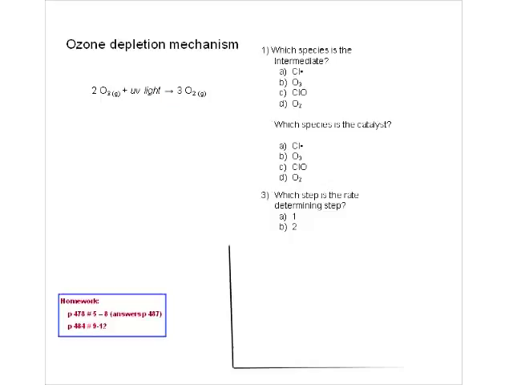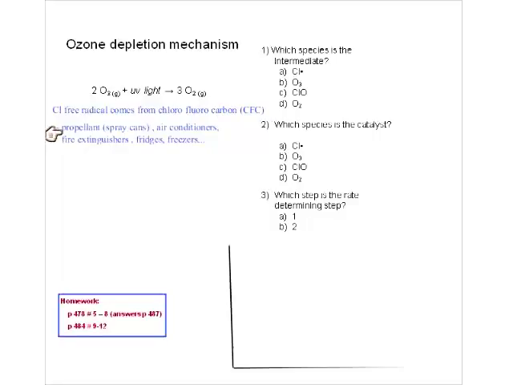Now, one of the things they noticed back in the 60s, 70s, and early 80s is that the ozone layer was beginning to deplete. And what they discovered was the presence of chlorine free radicals in the atmosphere from things like CFCs, chlorofluorocarbons, from propellants, air conditioners, fire extinguishers, fridges, freezers, and the like, which were releasing chlorine into the atmosphere.